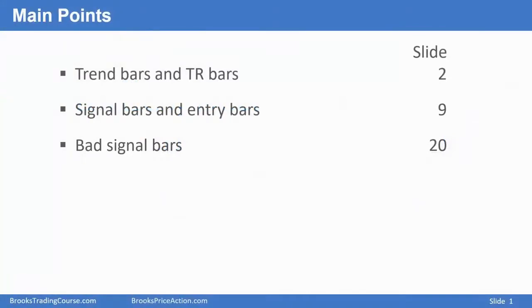I'll begin by talking about trend bars and trading range bars. Every bar on every chart is either a trend bar or a trading range bar, just like every part of every chart is either a trend or a trading range. Next, I'll move on to talk about signal bars and entry bars. An entry bar is the bar when you placed a trade. The bar before it is the bar that made you want to place that trade. It's the signal bar. It signaled the trade.